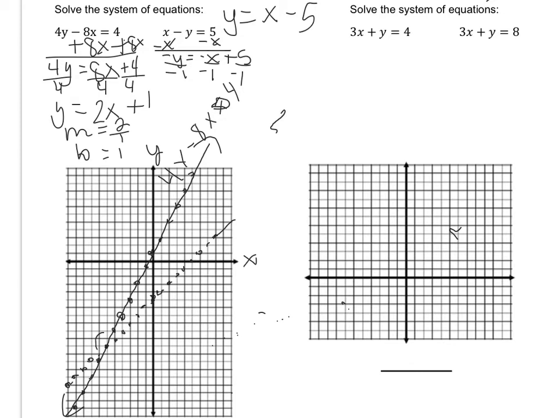Okay, so you can circle your intersection point, it's right there, but then of course you're going to take your ruler and connect your dots, arrows on the end, and label. This is x minus y equals 5. So now you've graphed it, but guess what? You haven't answered the question yet. The question says solve the system of equations.